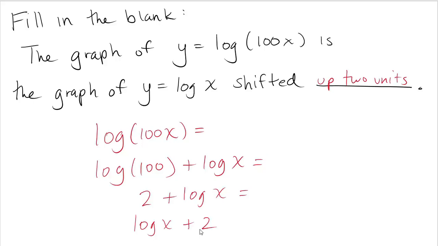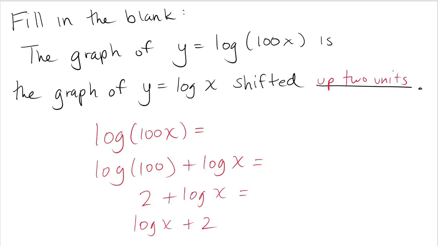And it turns out that that's equivalent to compressing the graph horizontally by a factor of 100 in this example. Not in all examples, of course. But for this specific function, those two transformations are the same. It's going to be a lot easier to graph this by shifting up 2 units than trying to compress the graph horizontally by a factor of 100.